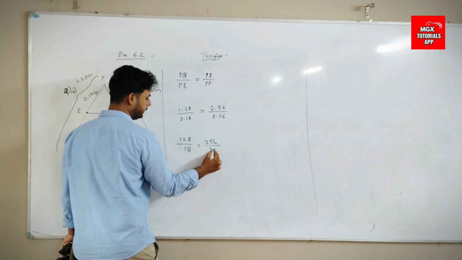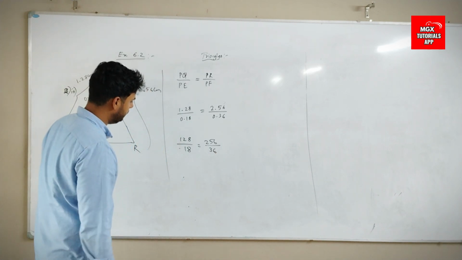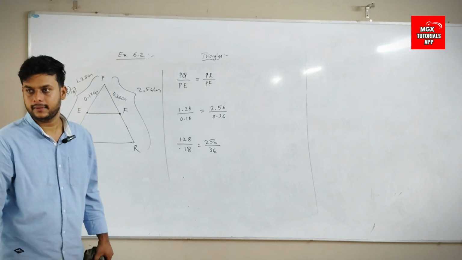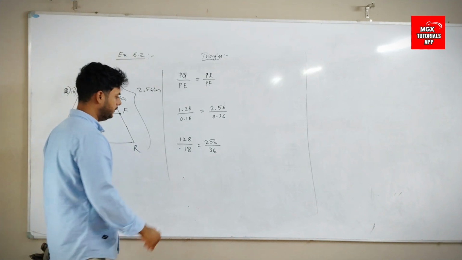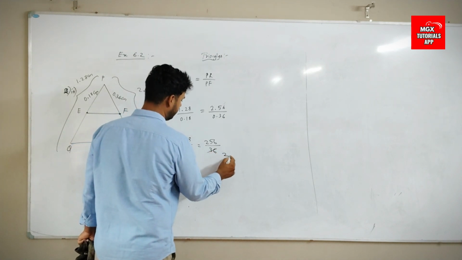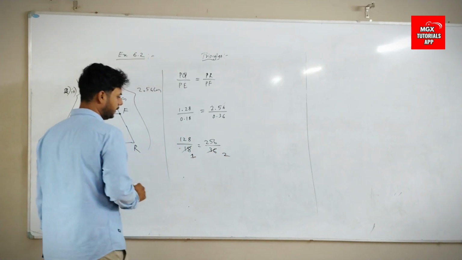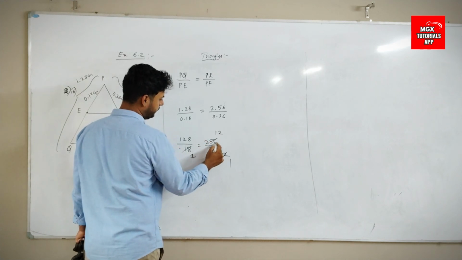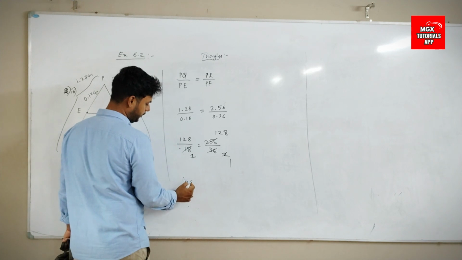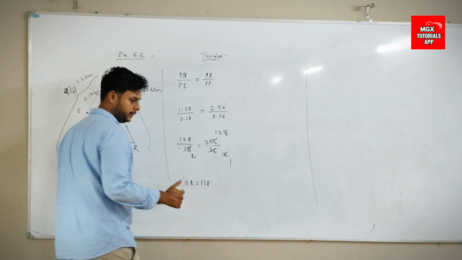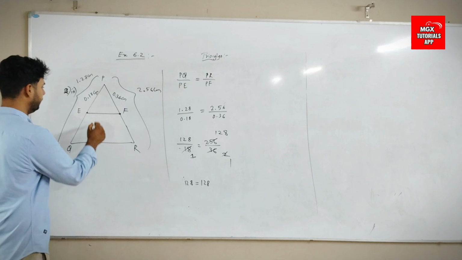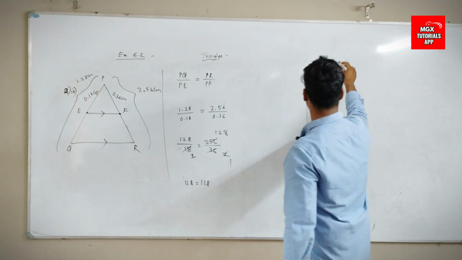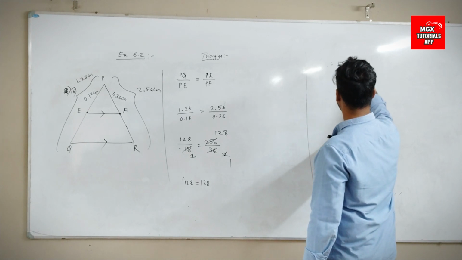256 by 36. 18 ones are 18, 18 twos are 36. Correct? 2 ones are 2, 2 eights are 16, 8 ones are 128, so 128 is equal to 128. Therefore, EF is parallel to QR. EF is parallel to QR. Any doubts?